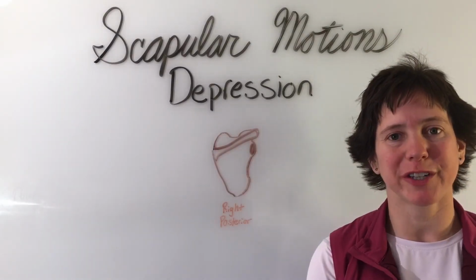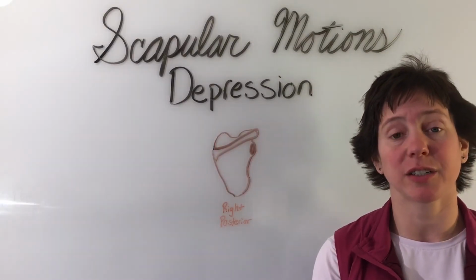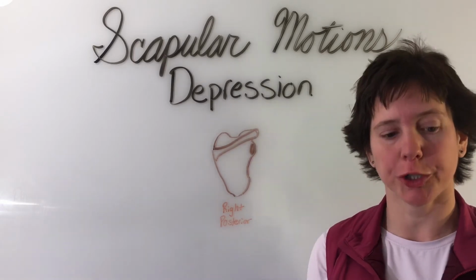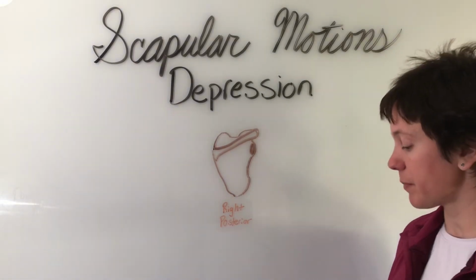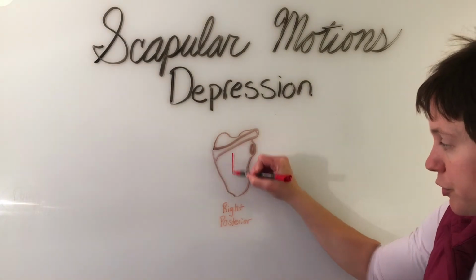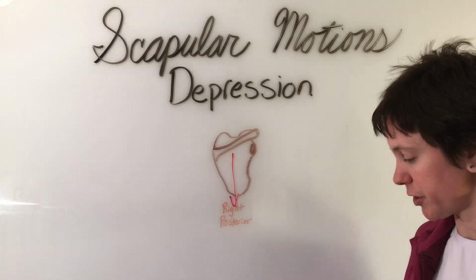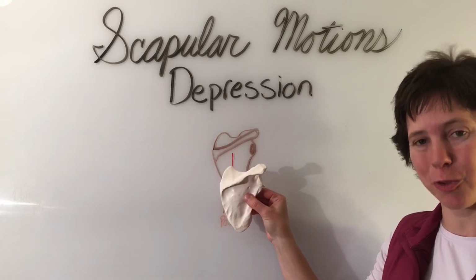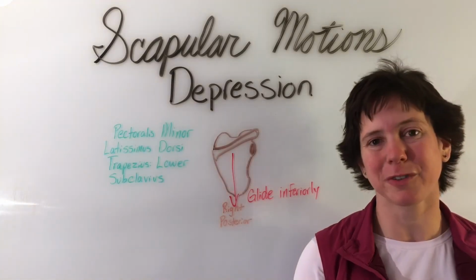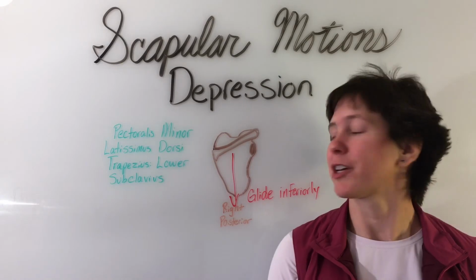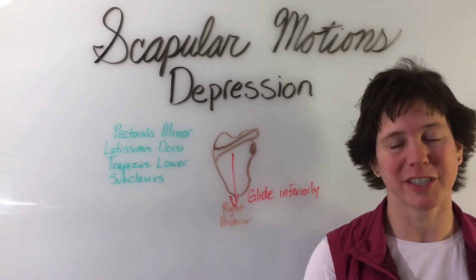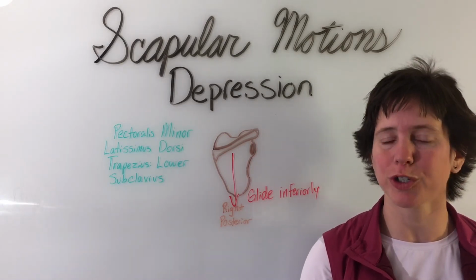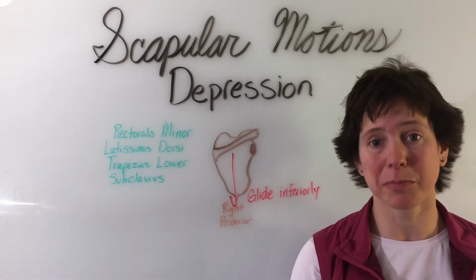Scapular depression involves the scapula gliding inferiorly or caudally. So our scapula will just travel in a downward direction and it will glide inferiorly along the thorax. The muscles involved in scapular depression include pectoralis minor, latissimus dorsi, the lower trapezius, and the subclavius.